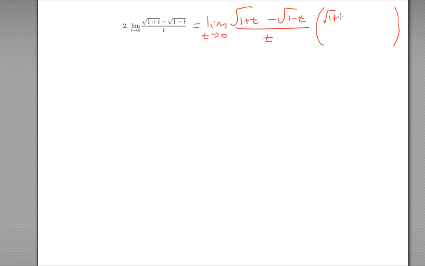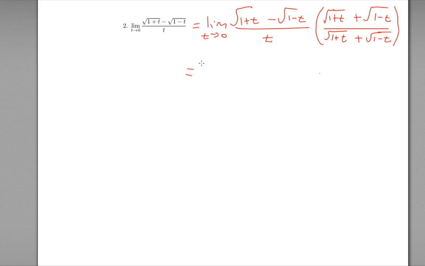This is 1 plus t and square root plus, so the opposite sign of this, the square root of 1 minus t. And in order to not change the question, obviously, we want to multiply the top and the bottom by the same thing. So we're going to multiply by, or divide by, 1 plus t plus the square root of 1 minus t. Okay, so that's the idea behind these questions. We want to multiply by the conjugate.